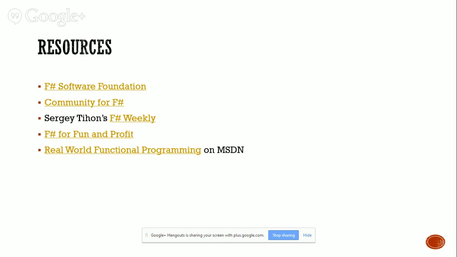If you're not already following Sergey Tikhon's F# Weekly, I recommend that one. Scott Wlaschin's F# for Fun and Profit is always quite fun and has a lot of really good material. And then Real World Functional Programming on MSDN has a lot of the chapters from Tomas Petricek's old book. I guess I can call it old now, it's like 5 years old. It's still quite relevant. It's one of the older, but still very, very good books on functional programming and .NET.